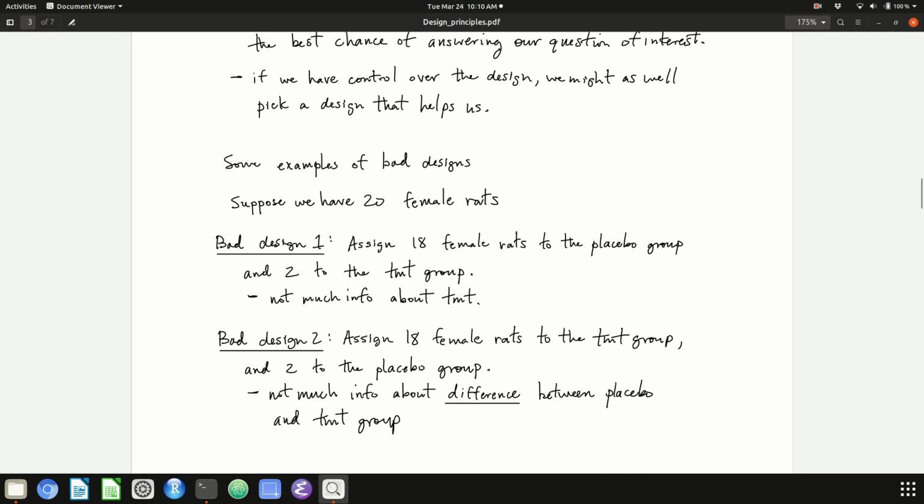All right, similarly, we could reverse the experiment and assign 18 female rats to the treatment group, the hormone group, and only 2 to the placebo group. This is also a bad design because even though this gives us a lot of information about the weight of rat pups whose mother received a hormone, it doesn't give us very much information about the placebo group, and therefore doesn't give us very much information about the difference between the placebo and the treatment group.